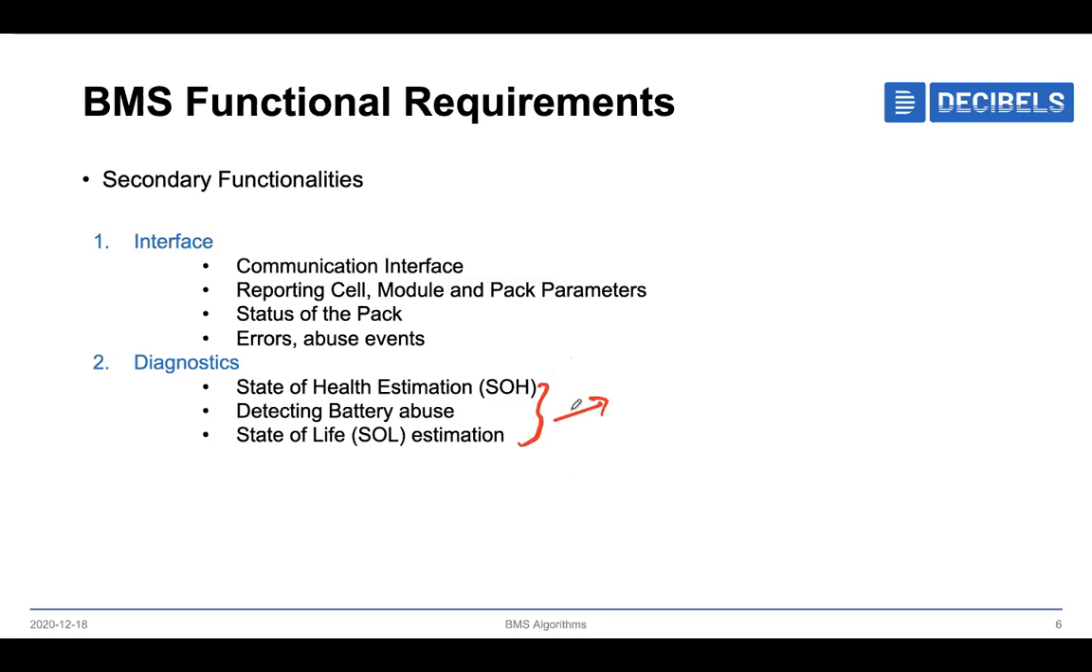So what industries are doing nowadays is collecting cells from used vehicles at different SOH levels. So let's say from 90 percentage to 10 percentage with a step of 10.